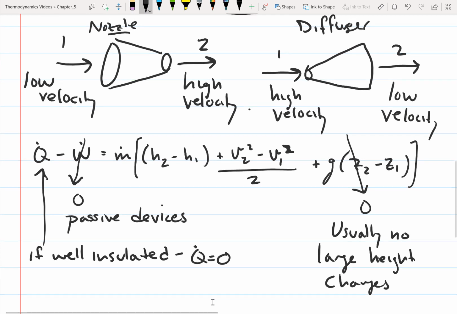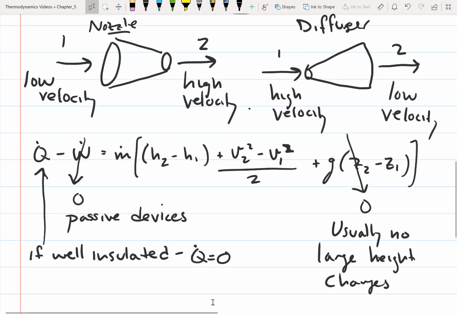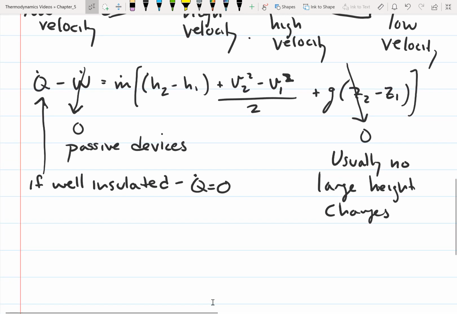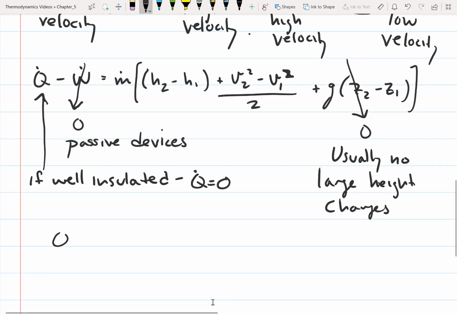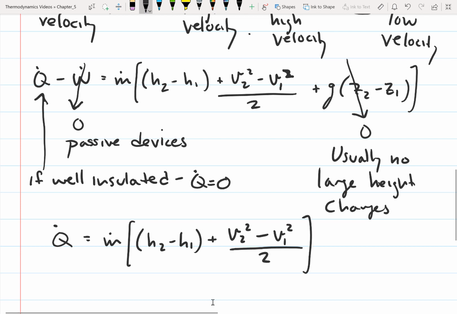So basically our velocities are changing, so we need to consider the kinetic energy and we need to consider the enthalpy. So basically we end up with Q is equal to m dot, and then this is H2 minus H1 plus the velocity squared out minus the velocity squared in, over 2.